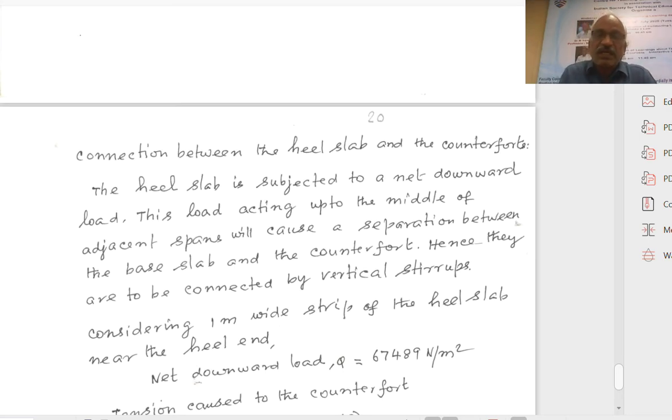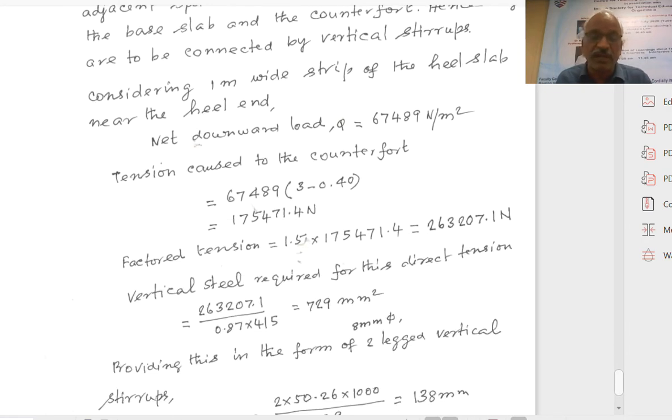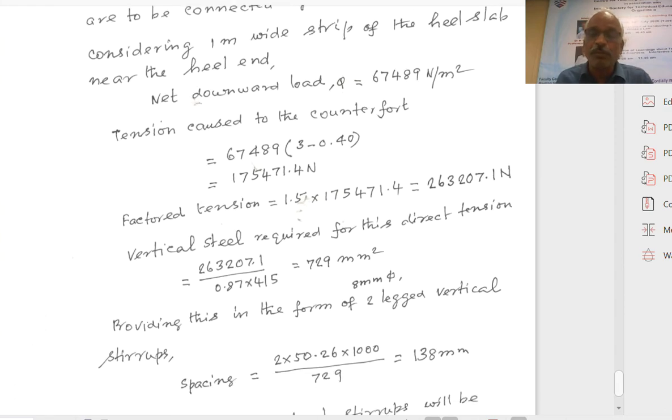We know that the heel slab is subjected to net downward force. We can forget about all these theories, already we have discussed. I'll explain when we come to the numerical value. So considering 1 meter wide strip of the heel slab near the heel end, because it is subjected to net downward pressure, even when the backfill is at an angle of surcharge, an angle of inclination, the largest depth will be at the free heel end.